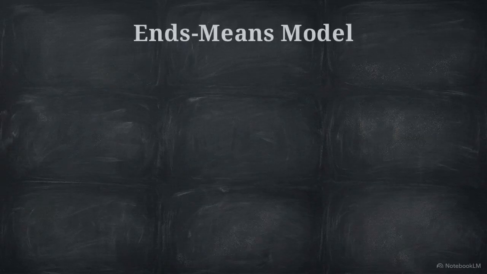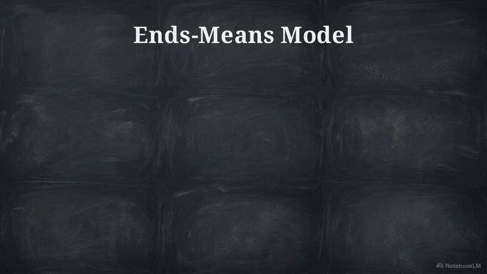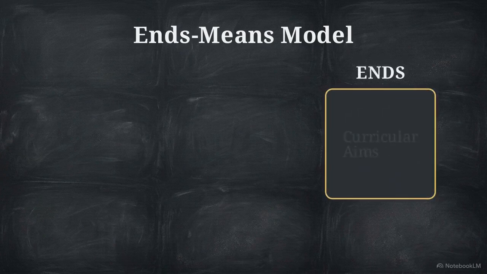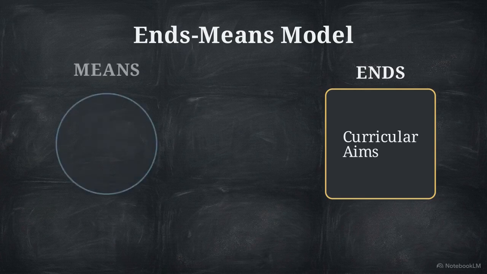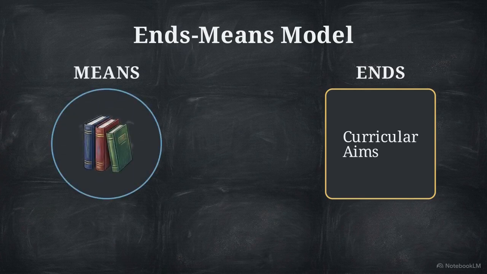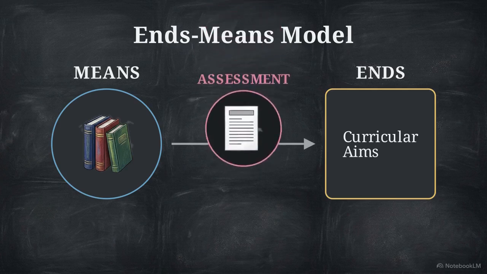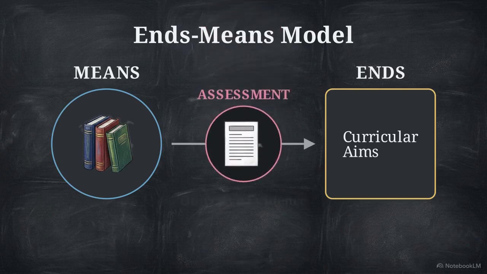To measure this objectively, we apply an ends-means model. The ends are the specific curricular aims the teacher intends to reach. The means are the instructional activities the teacher deploys to achieve those ends. Post-instruction assessment provides the data link between the two. Valid evaluation relies on gathering objective evidence to prove whether the instructional means actually produced the intended curricular ends.